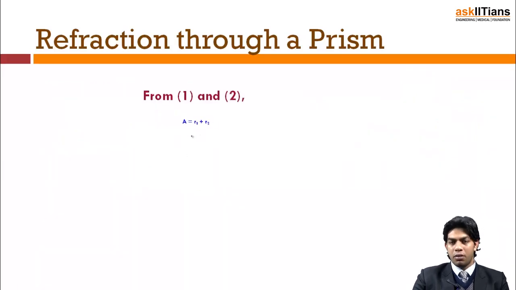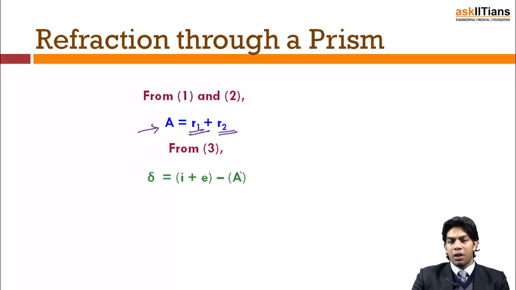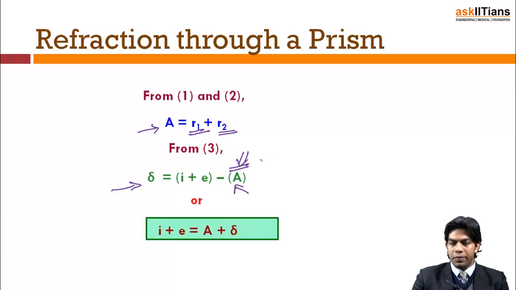From 1 and 2, that is the two facts which we got from the quadrilateral and the triangle, A is equal to R1 plus R2. That is, both angles of refraction, one for the incident ray, and the other acts as the incident angle for the other surface. So A is equal to R1 plus R2. Using this, we get that the angle of deviation is angle of incidence plus angle of emergence minus angle of prism. A is the angle of prism specific to the prism we have, or I plus E is equal to A plus delta, just to give you a fancy look.